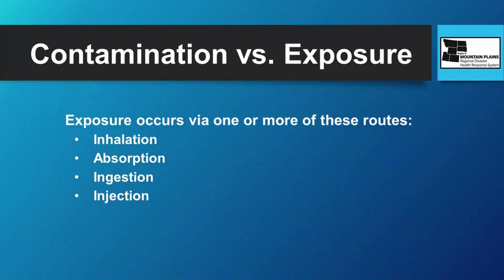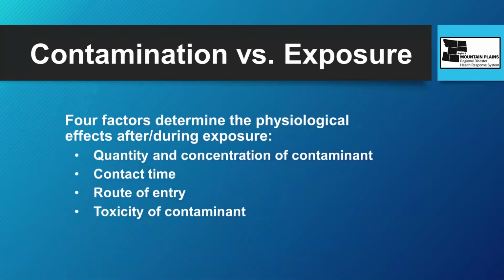Exposure typically occurs via one of these routes or more, could be several. Inhalation, absorption through the skin, ingestion into the GI tract, or injection. There are 4 factors that determine the physiologic effects from exposure: how much of the contaminant you are exposed to and what the concentration is, how long you were exposed to it, what the route of entry was, and what the particular toxicity of that contaminant is.